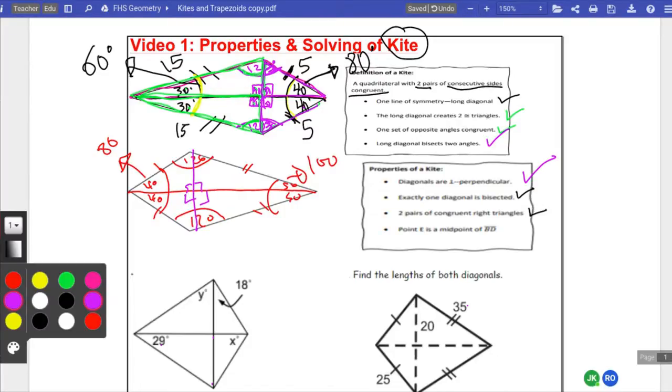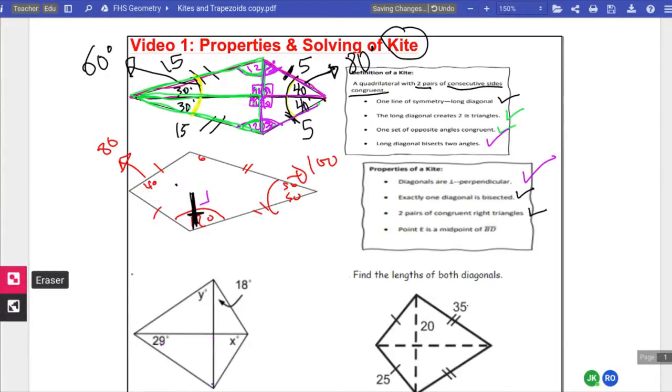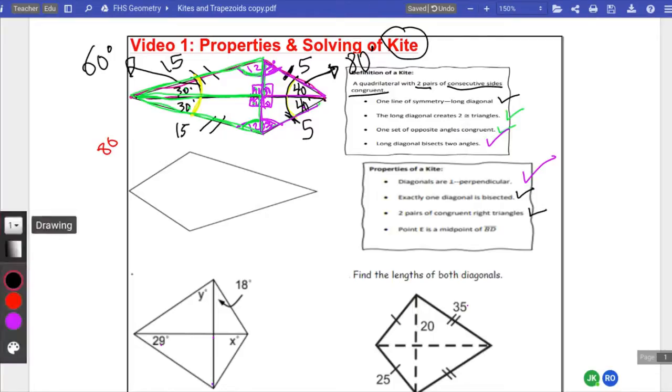The most important thing that I left out is that this side right here is congruent to this side right here. So that was something I left out. I want to make sure you're able to see it before we dive into other stuff. All right. Cool. Let's move on.